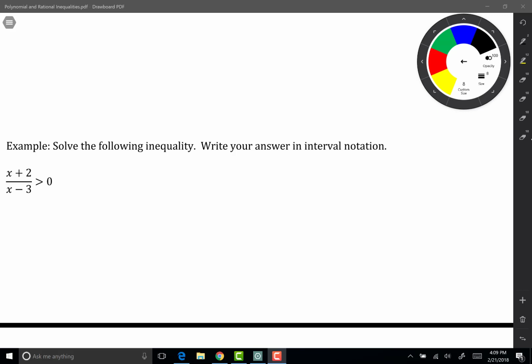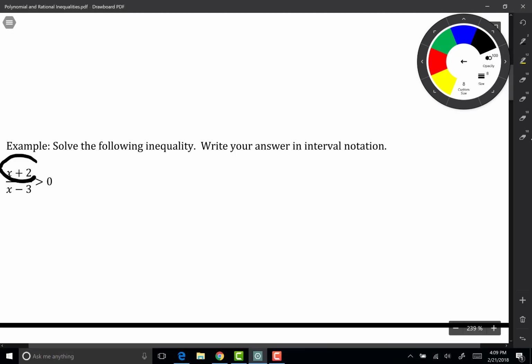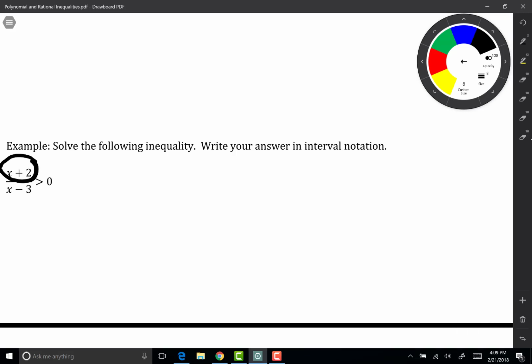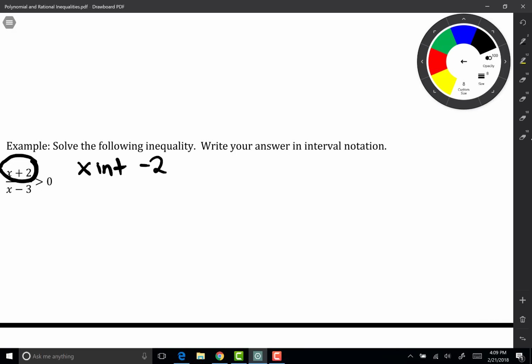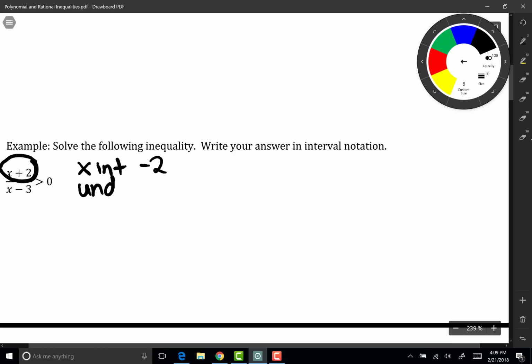So whatever values of x make the numerator equal to 0, those are going to be your x-intercepts. So my x-intercept is going to be -2 because that's the value of x that I would plug in to make the numerator 0. Whatever I would plug in for x that would make the denominator 0 is going to be our undefined values. So I'm going to be undefined at x equals 3.